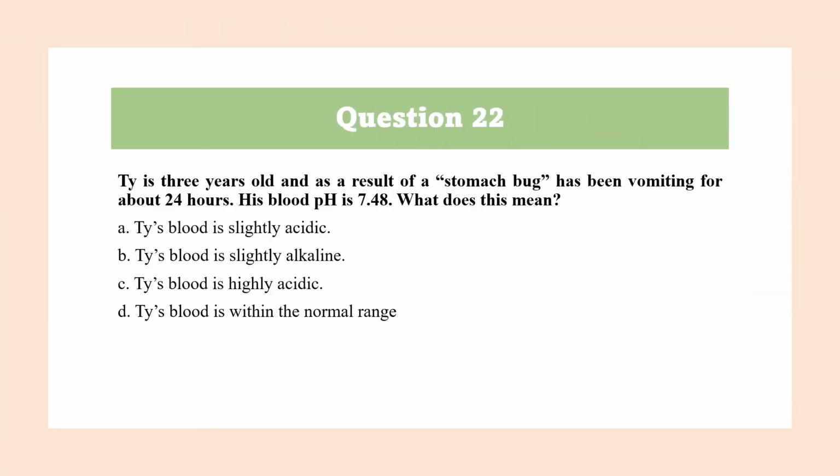Number 22. Ty is 3 years old and as a result of a stomach bug has been vomiting for about 24 hours. His blood pH is 7.48. What does this mean? Ty's blood is slightly acidic. Ty's blood is slightly alkaline. Ty's blood is highly acidic, or Ty's blood is within the normal range. The answer is B. Ty's blood is slightly alkaline.